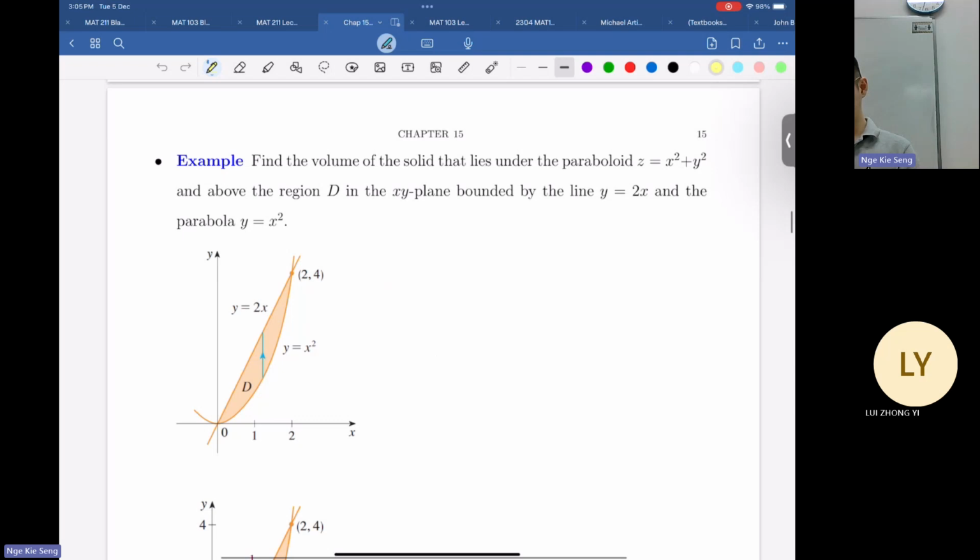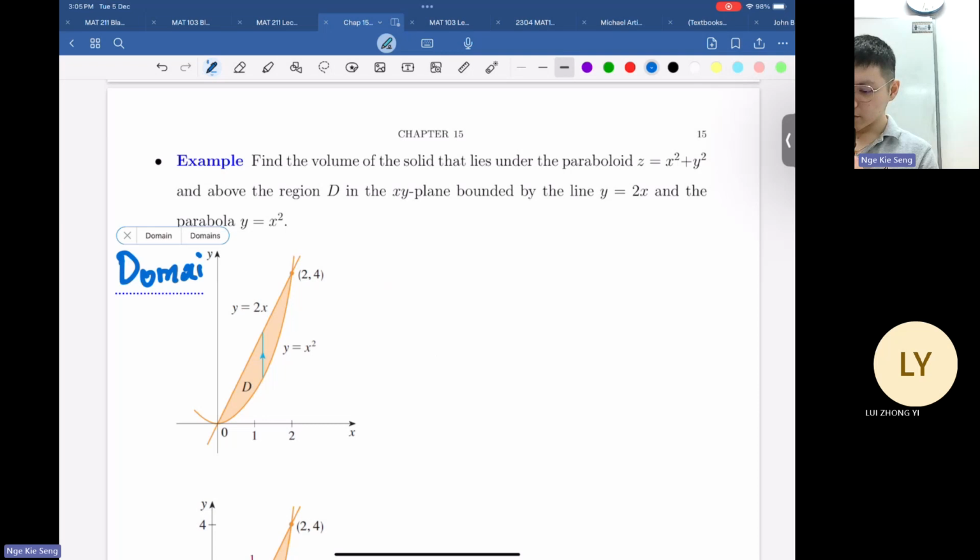Find the volume of the solid that lies under the paraboloid z equals x squared plus y squared and above the region D in the xy plane, bounded by the line y equals 2x and the parabola y equals x squared. So the picture here is depicting the domain of your function.